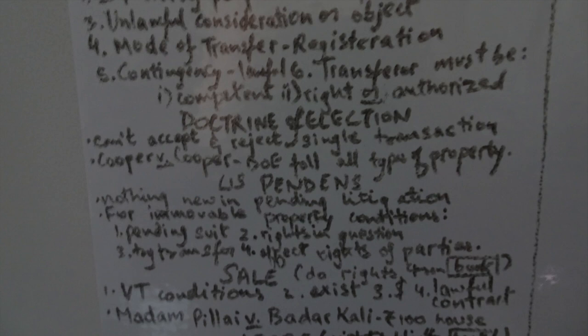Fourthly, the outcome should affect the rights of the parties. For example, my sister and I are fighting over the rights of a property, right? If she wins the case, then my rights over the property are affected. So it gets a little tricky, but once you brush up on it enough, it's quite clear.